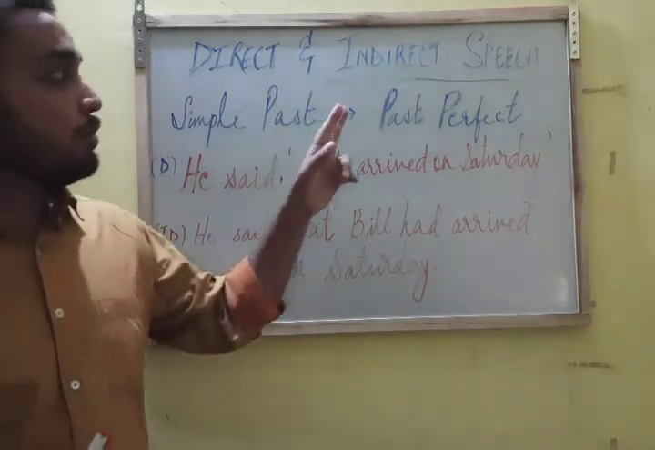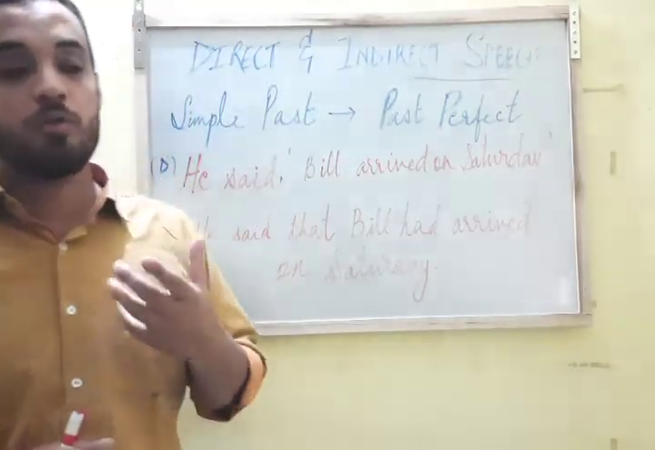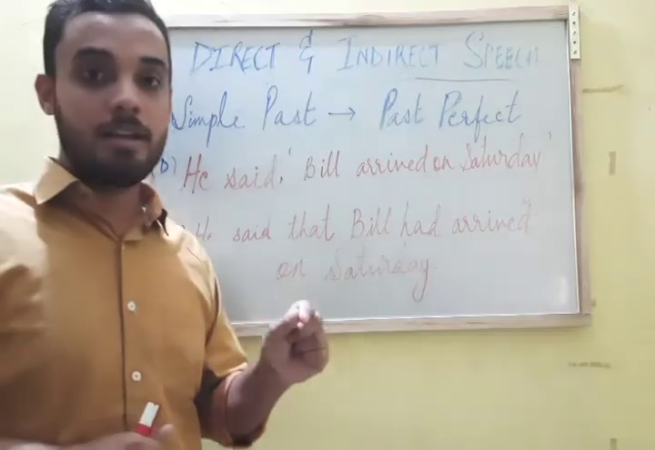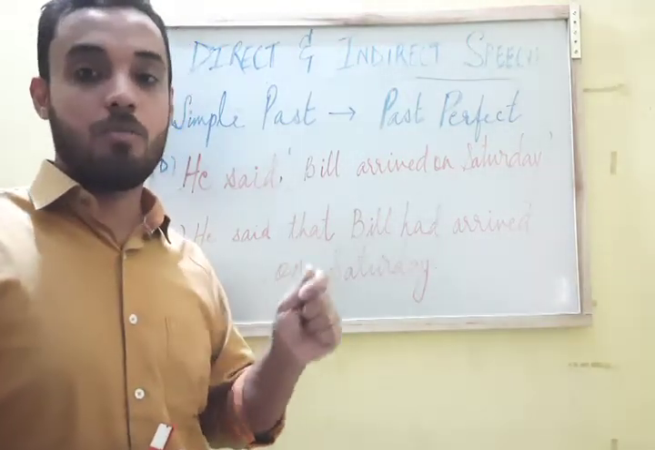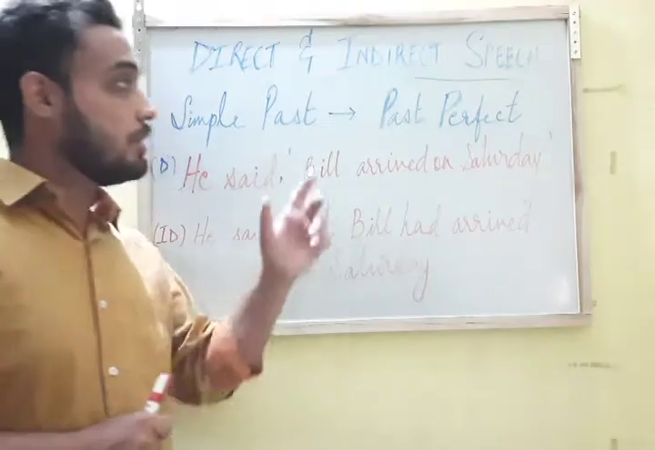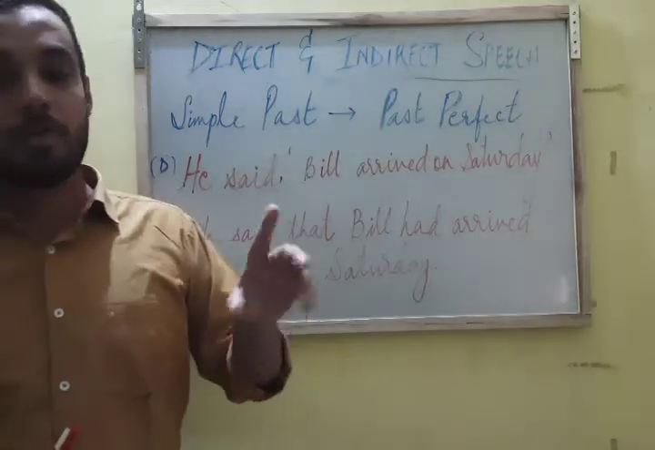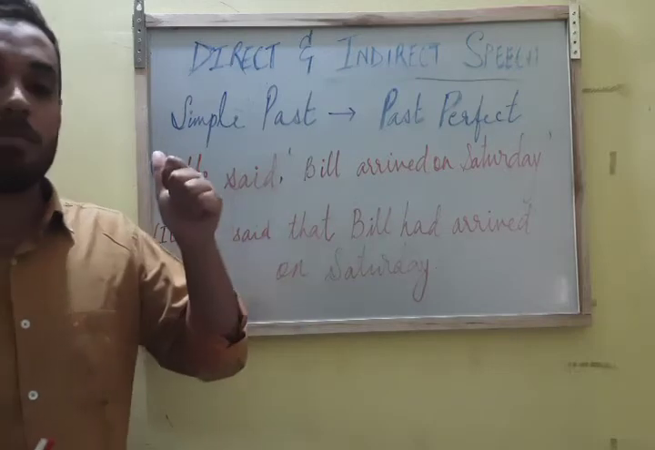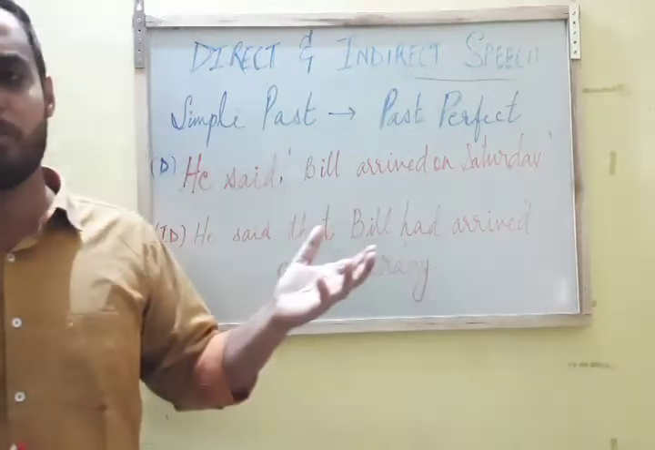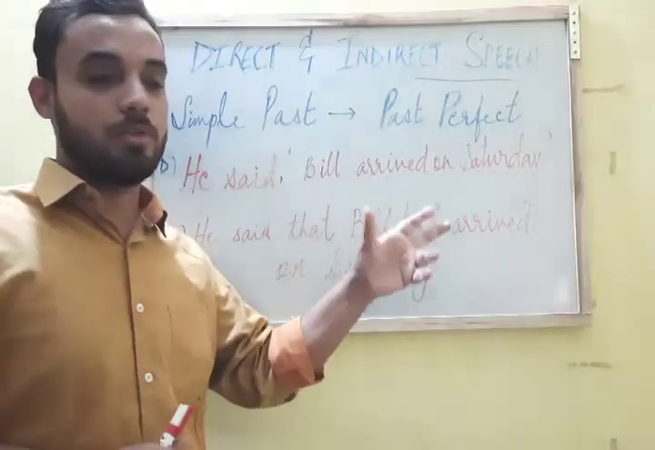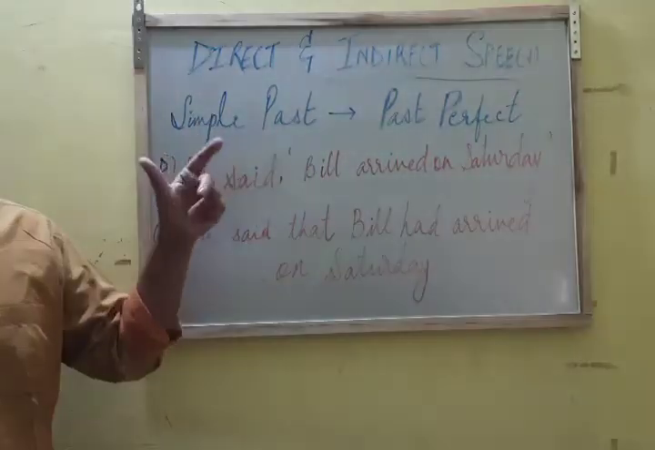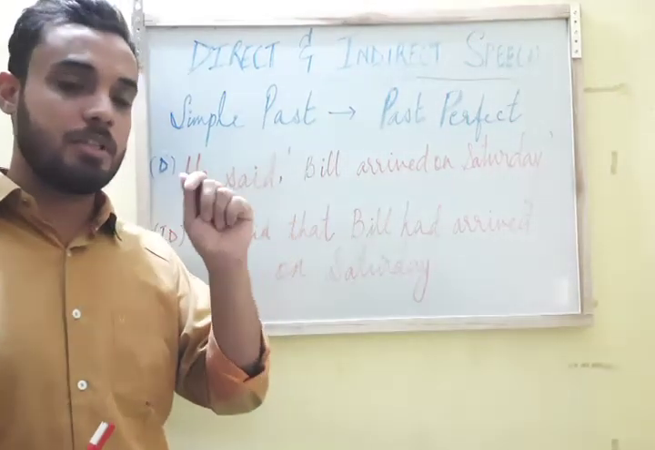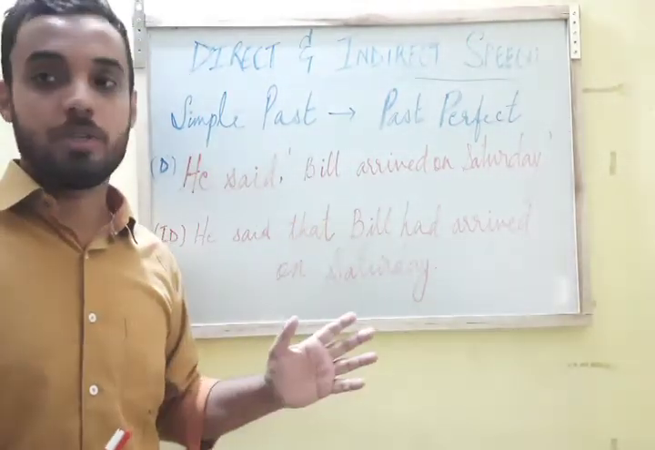What do we do in past perfect? How do we form sentences in past perfect? We use had plus the past form of the verb. Subject plus had plus the past form of the verb and the object. So that is the structure for past perfect, and the structure for simple past is subject plus the verb in the past form and the object.